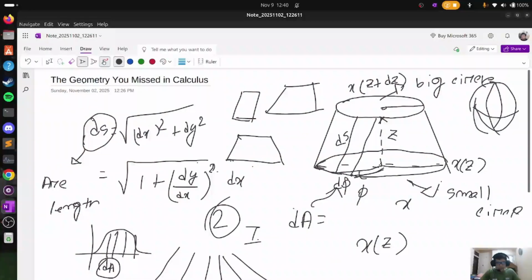Okay, now our job is almost done. So in the parallel sides, what is the length of these parallel sides? It's an interesting question, right? So here, we all know in the circle, if this is phi, and this is x of z, then the curvature length is x of z into phi.